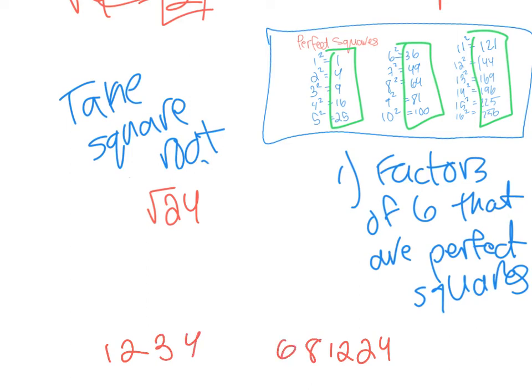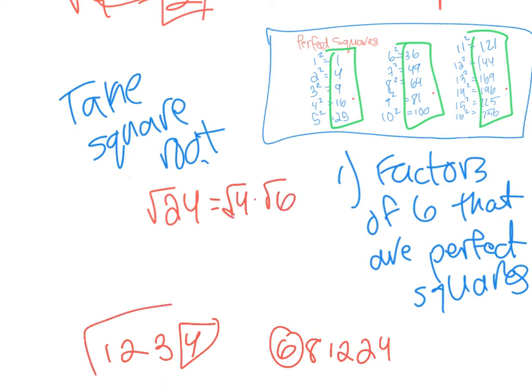Okay, so I look at these factors. Are any of them listed on perfect squares? Well, 4 is, right? And 4 goes with 6. So I'm going to rewrite this as square root of 4 times square root of 6. Okay, so I listed out my factors. I found factors of 24 that are perfect squares. At least one has to be. They both don't have to be, but one has to be, okay?